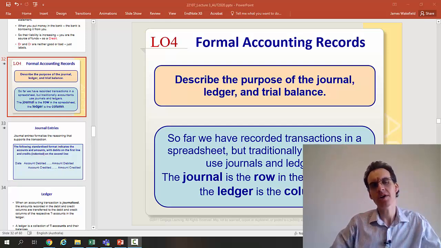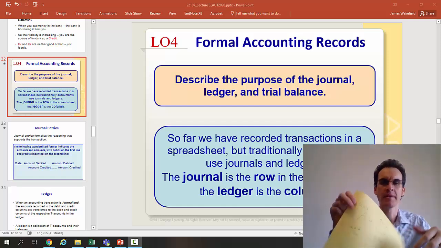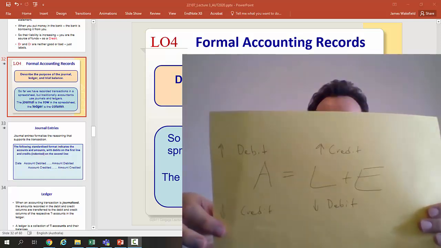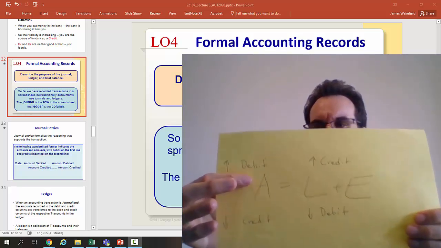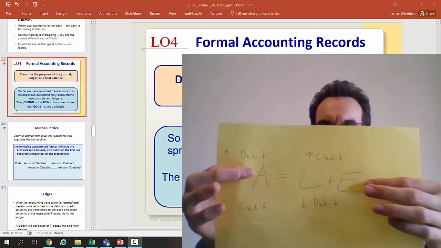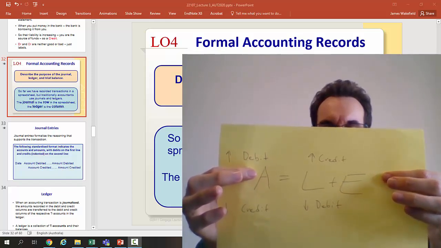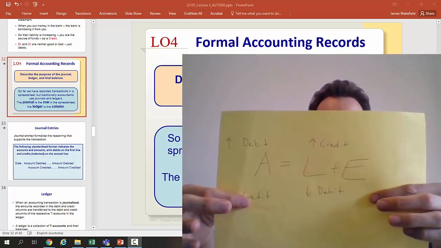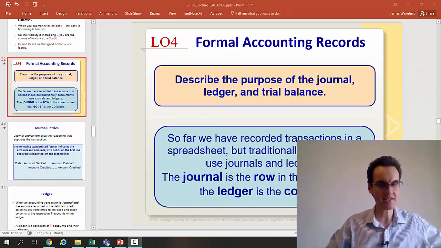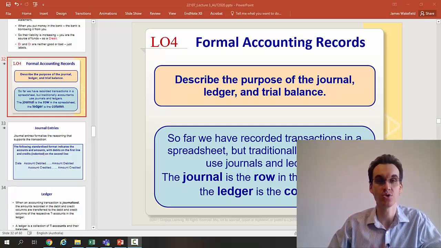Now, in the last learning objective, I explained to you the difference between debits and credits and how they affect the accounting equation. And I said with this particular accounting equation, I want you to make sure you understand that a debit increases an asset, credits increase liabilities and equity accounts, and vice versa. So credits decrease assets, debits decrease liabilities and equity. It's a very important thing to know because that's going to make your life a lot easier when we now work through recording different transactions using debits and credits. And that's what we're going to cover now.